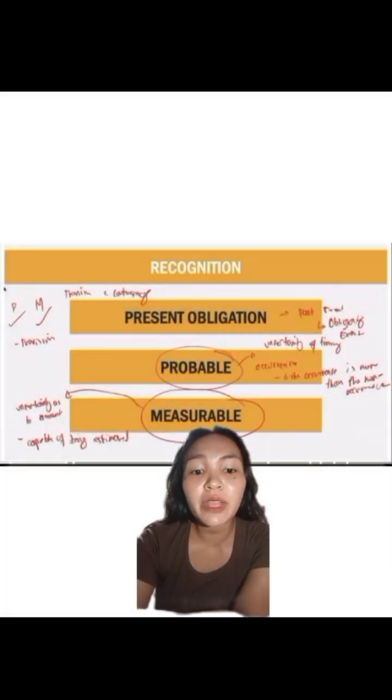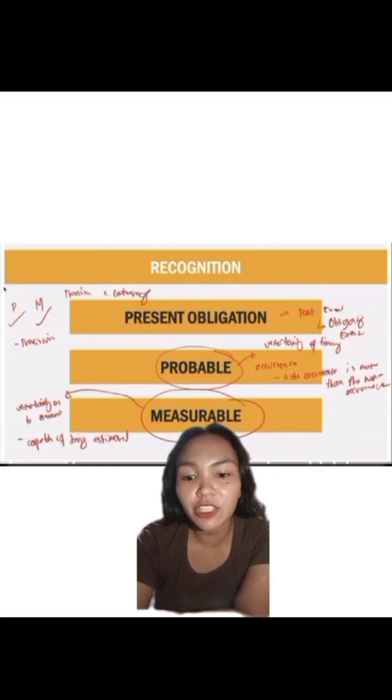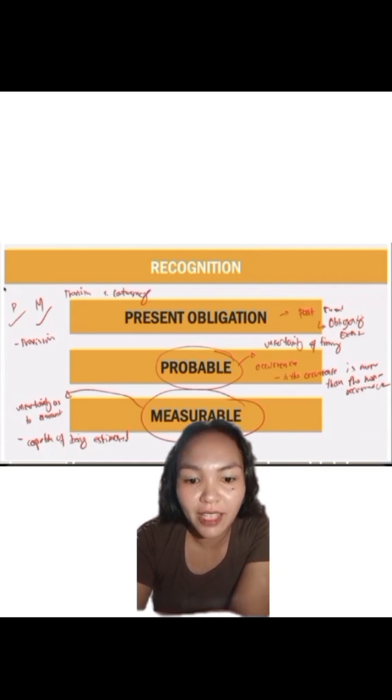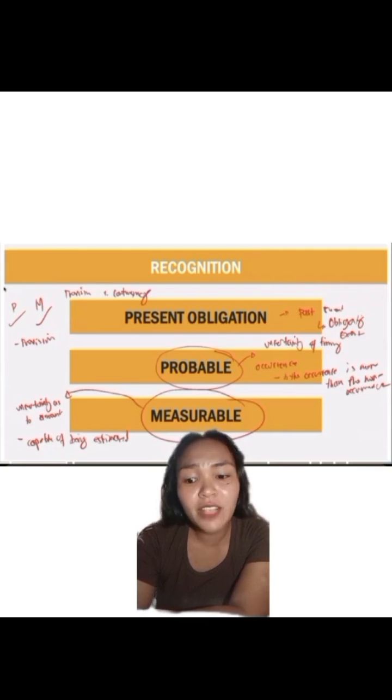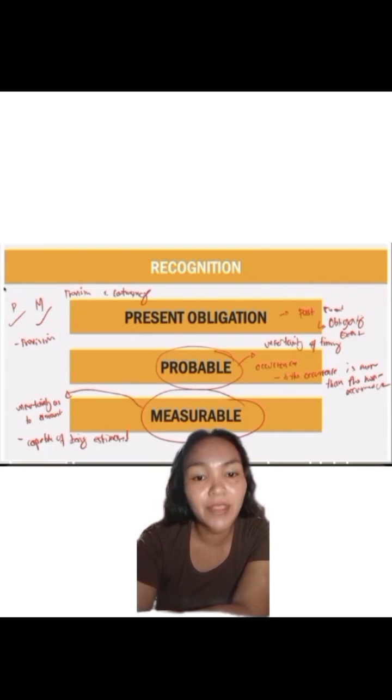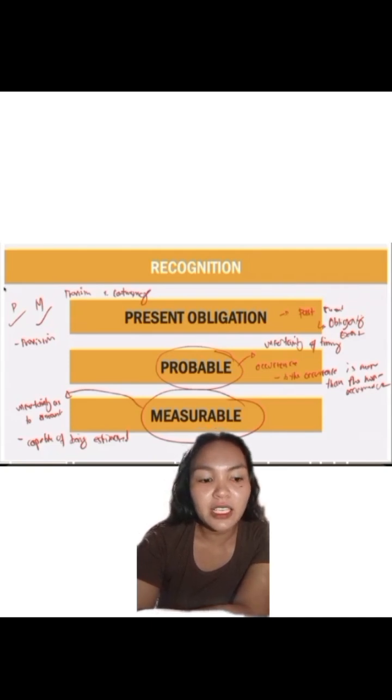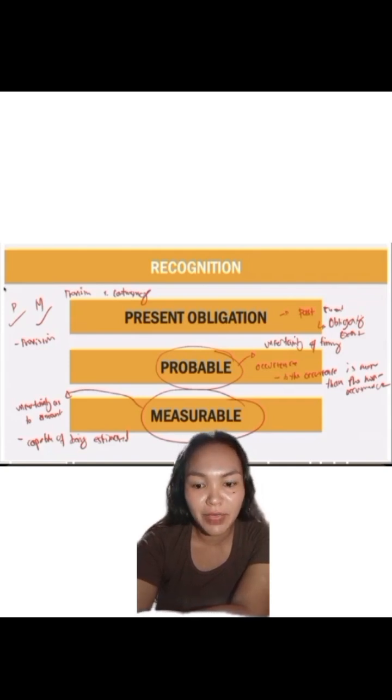And then, when do we recognize a provision? So first, there must be a present obligation. We already said that for it to become a present obligation, it must be based on past events, and those past events must create an obligating event. Next, we recognize it when it is probable. Take note that there is an uncertainty of timing and amount. Lastly, it is measurable. There is uncertainty as to the amount, but it is still capable of being estimated.